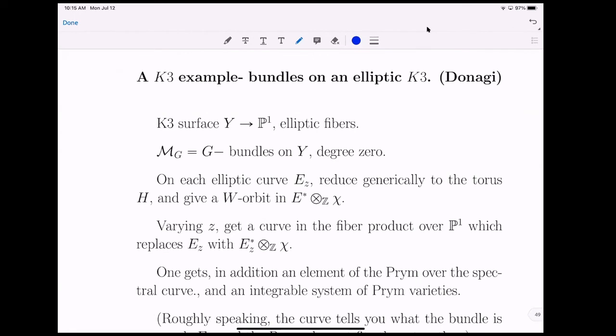So now I'd like to close with a rather pretty example where it's no longer spectral invariants that do the work for you, but rather the K3, the geometry of bundles on elliptic curves. So this is due to Ron Donagi, and I suppose I should apologize for getting essential details wrong.